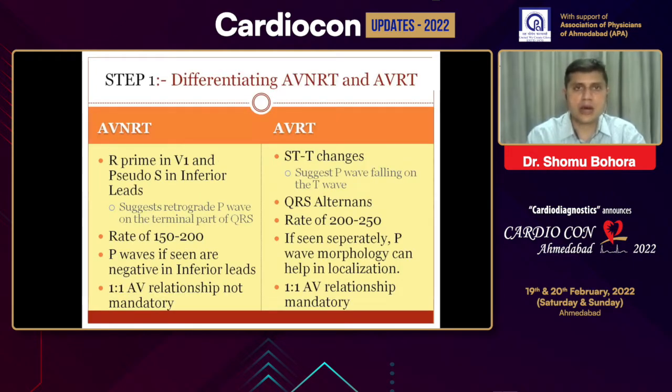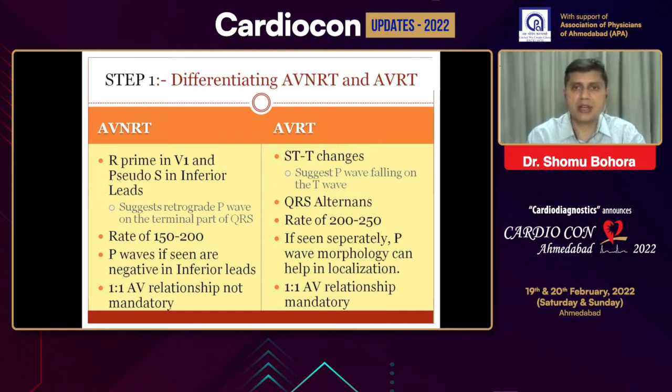So how to differentiate between AVNRT and AVRT? In AVNRT, the ECG shows R prime in V1 and pseudo S in inferior leads. That is because of the retrograde P waves in the terminal part of the QRS. The rate is generally 150 to 200. The P waves, if seen, are negative in inferior leads, and a 1-to-1 AV relationship is not mandatory.